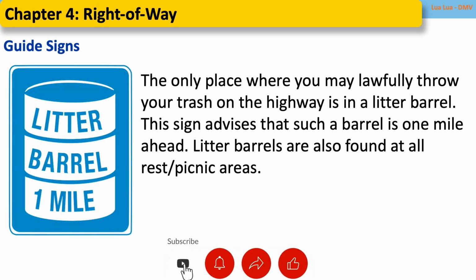The only place where you may lawfully throw your trash on the highway is in a litter barrel. This sign advises that such a barrel is 1 mile ahead. Litter barrels are also found at all rest or picnic areas.